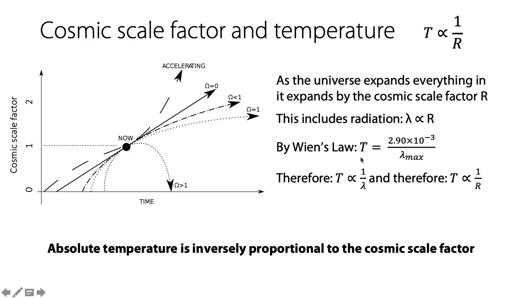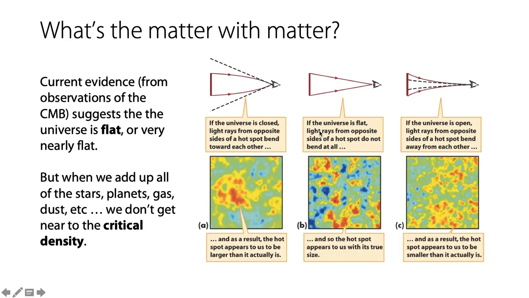The wavelength is proportional to the cosmic scale factor. By Wien's displacement law, wavelength multiplied by temperature is a constant, so therefore rearranging, the temperature is inversely proportional to this wavelength value. And therefore, as the wavelength increases, therefore as the cosmic scale factor increases, the temperature will get less. Or in the past, as R was smaller, the temperature was greater. So the overall temperature of the universe, if you like, the temperature of the cosmic microwave background, is inversely proportional to the cosmic scale factor.